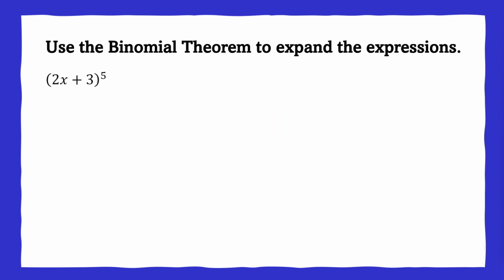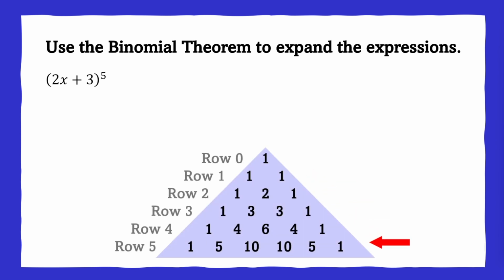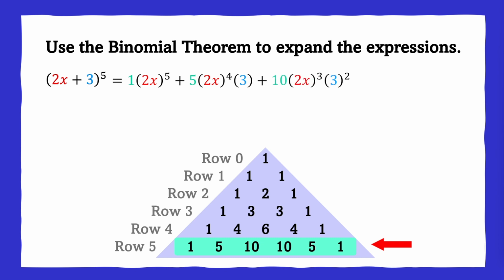Here's another example. Since the binomial is raised to the fifth power, we use row number 5 of Pascal's triangle for the coefficients 1, 5, 10, 10, 5, and 1. For the first term, the coefficient is 1, and 2x is raised to the fifth power. In the following term, the power of 2x will decrease and the power of 3 will increase by 1. The next term has the coefficient 5, and 2x is raised to the fourth power and 3 to the power of 1. The third term has the coefficient 10, where 2x is raised to the third power and 3 is raised to the second power. As you go, check that the sum of the exponents in each term is 5.